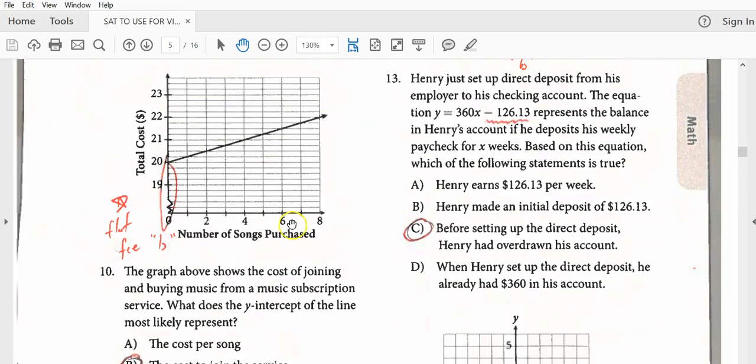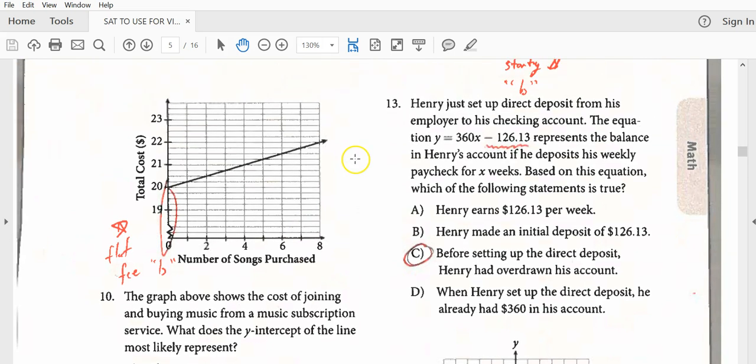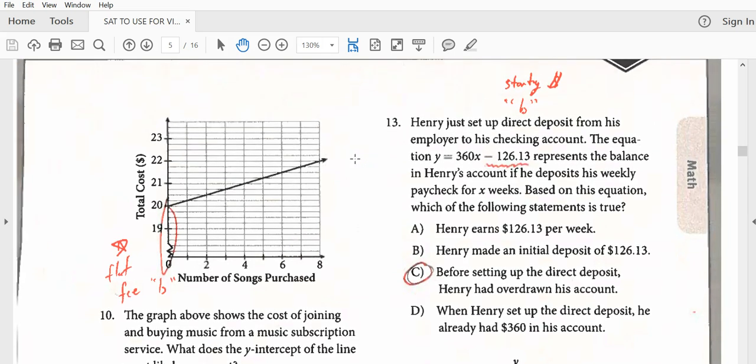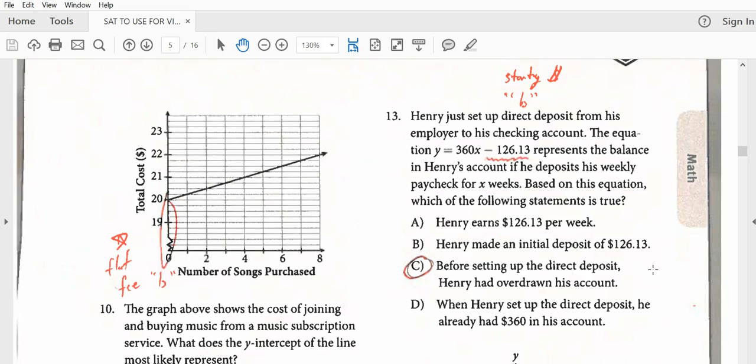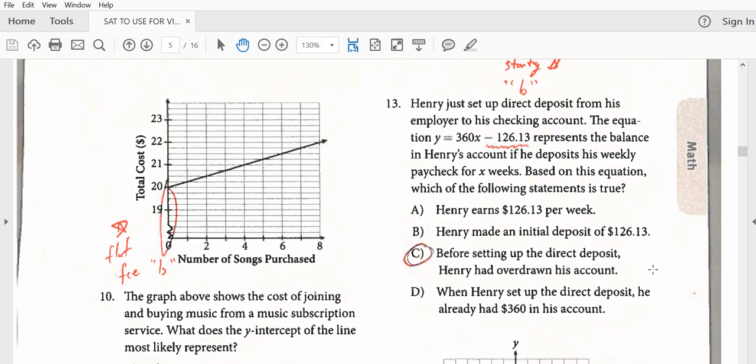Okay, on to 13 here. Henry just set up a direct deposit from his employer to his checking account, and there's the equation. It basically says which is likely to be true here. So it says Henry earns 126.13 per week. It's not the case. So the per would be their slope, right? So it looks like he's earning about 360. An initial deposit of this, well, if you're putting money in the account, it's probably not negative. This one makes more sense, right? Before setting up the direct deposit, he had overdrawn his account, right? So it's actually a negative number there. He owes some money. So in this scenario, again, knowing positive, negative, what that represents.